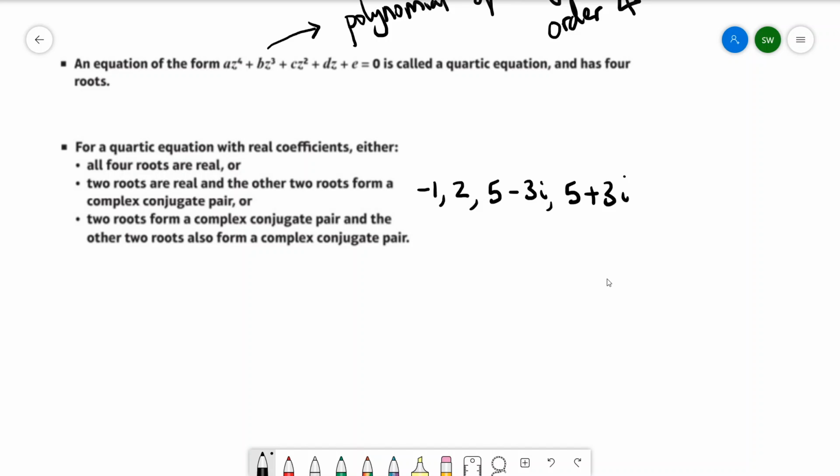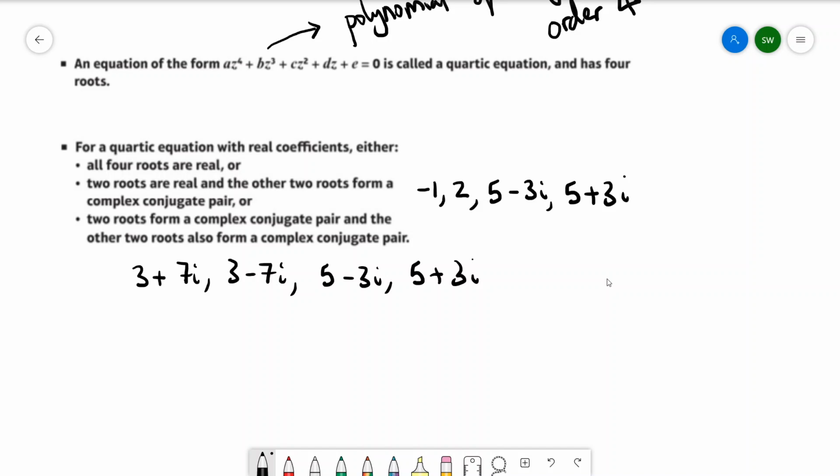The other possibility is that they're all complex, they're all non-real. An example of that would be 3 plus 7i, 3 minus 7i, and then another complex conjugate pair like 5 minus 3i and 5 plus 3i.